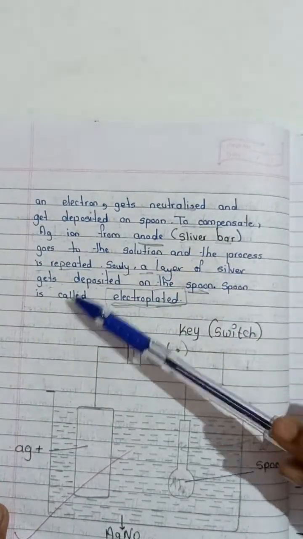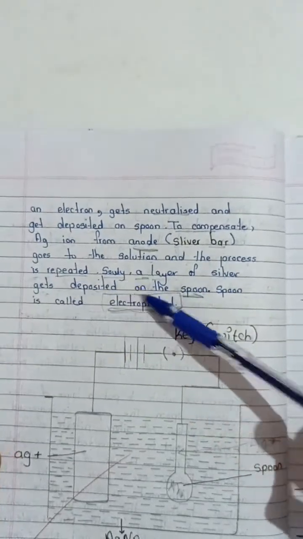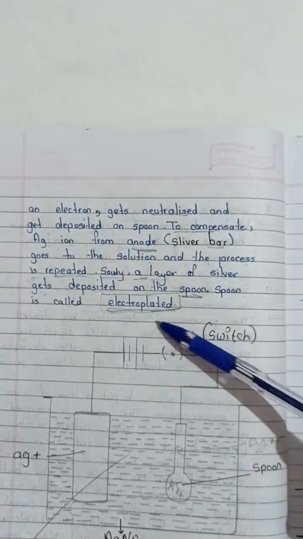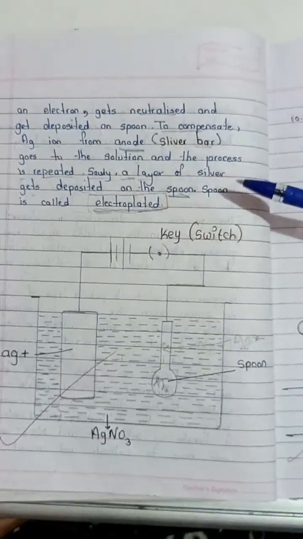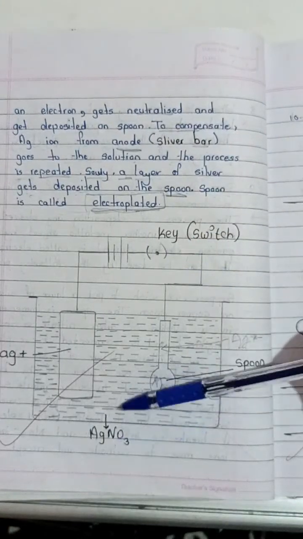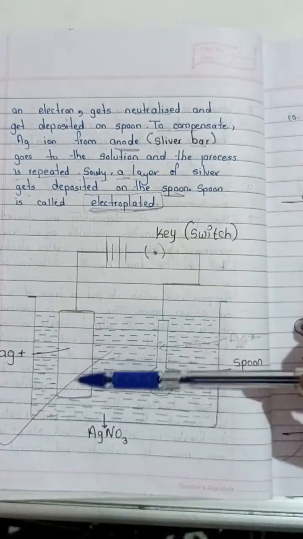The silver bar goes into the solution as the process is repeated. Slowly a layer of silver gets deposited on the spoon. The spoon is called electroplated. Diagram: key, switch, spoon, AgNO3 solution, Ag positive bar.